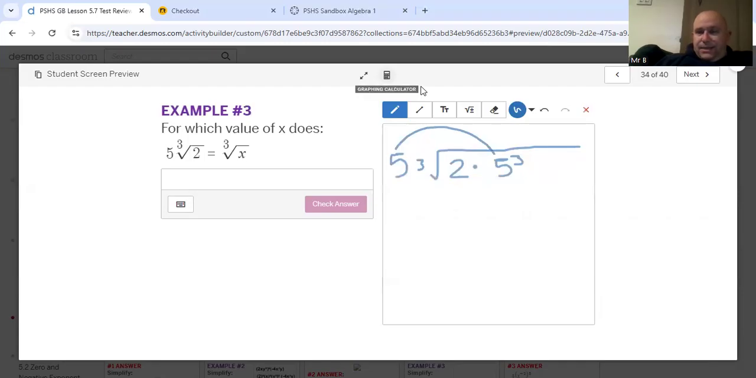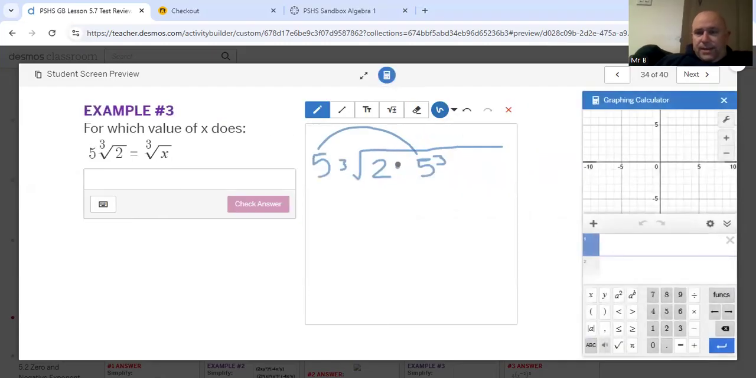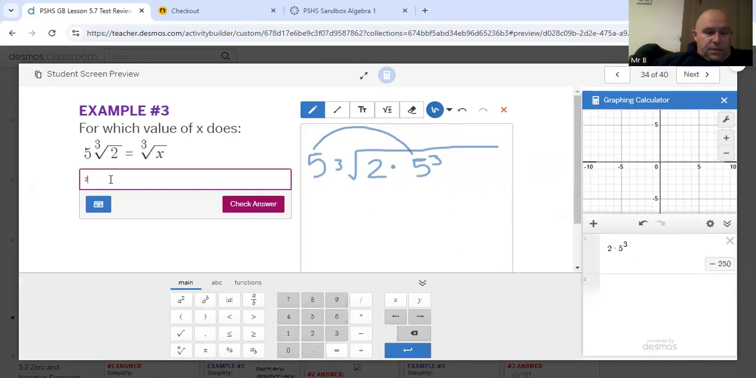Now, as I'm typing this in, all I'm actually typing in is what goes inside the square root. So 2 times 5 cubed is 250. Notice I didn't type the square root. So the answer to this question should be the square root of 250.